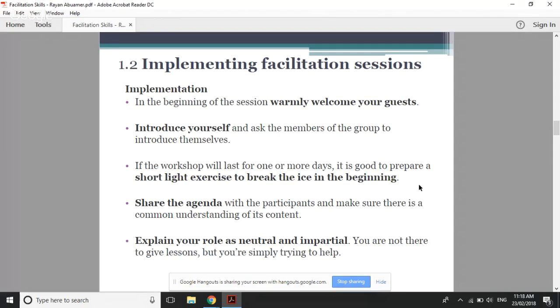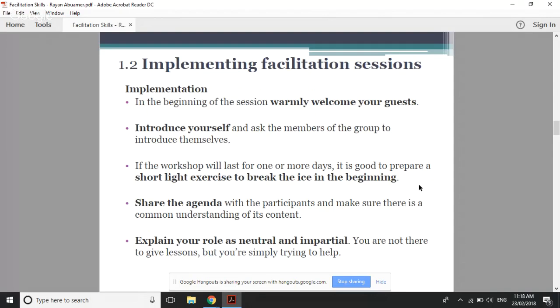For example, I come and shake hands with you and say, "Good morning. My name is Rayan Abuamer, and I'm the facilitator today. Great to see you. Thank you for coming today." And you just give a chance for the person to say back his name and let him or her go to the other person because you have a long list. All right. So, as I said, you need to introduce yourself.